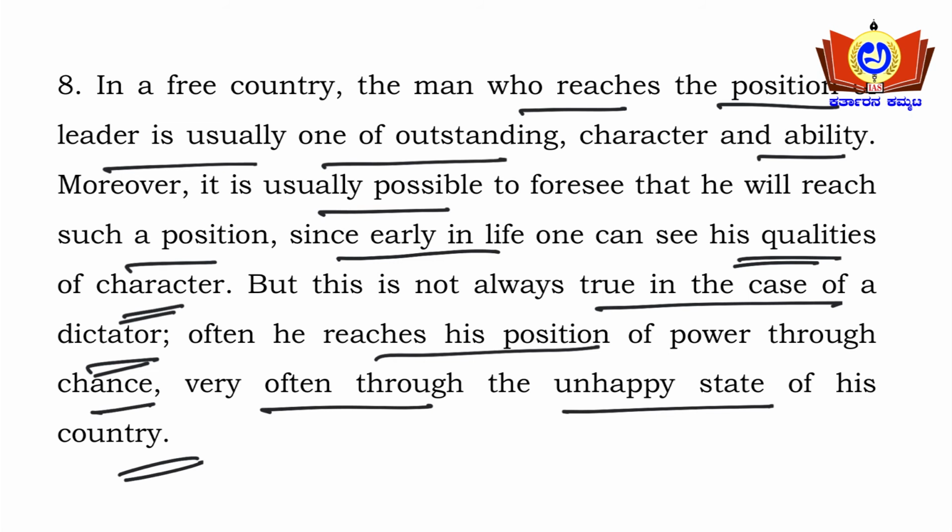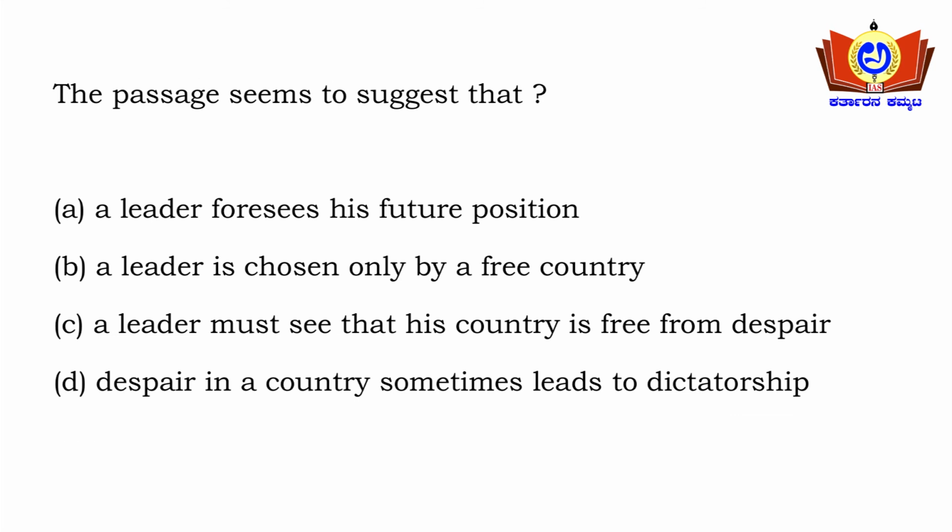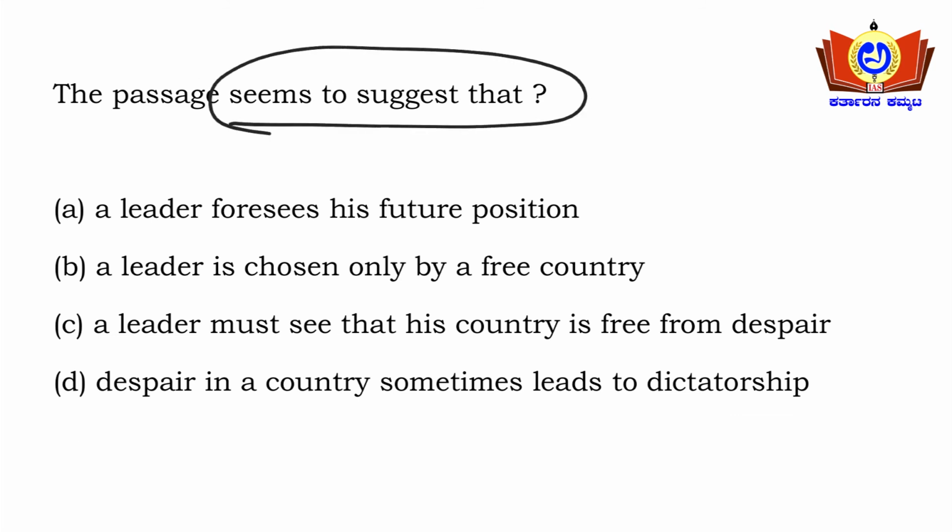So they are dealing with a leader who was elected in a democratic country, that is a free country, and another leader who reaches the highest position as a dictator here. The passage is comparing two different leaders in two different scenarios. So what is the question? The passage seems to suggest that, what does the passage suggest? A leader foresees his future position.